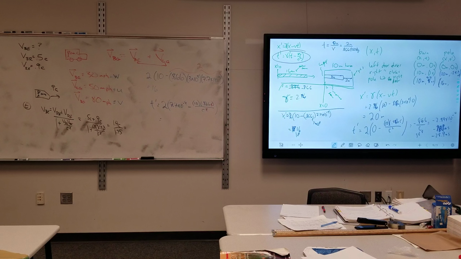I got negative 1.23 times 10 to the negative 8. I don't know if I did that right. That doesn't sound right. I think I did it wrong too, because I got negative 1.3 times 10 to the negative 8. That would make more sense. Negative 13 nanoseconds.